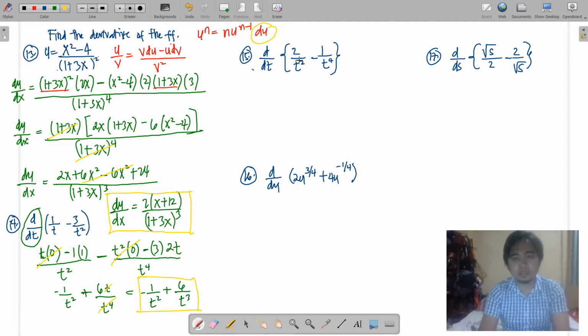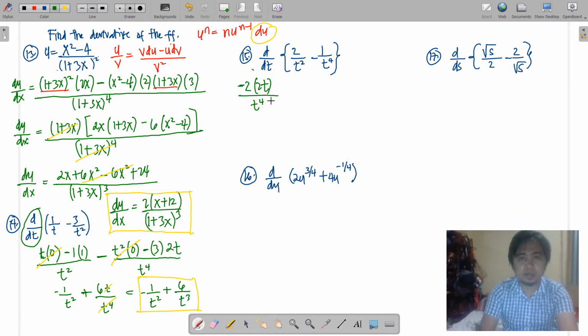Again, we derive this in terms of function of t. So this is still u over v. Our v is t squared. du is 0, so I will no longer write that. Minus u. u is t squared. dv, sorry. u is 2. Sorry, that's negative 2 already. dv is 2t, all over t raised to 4.